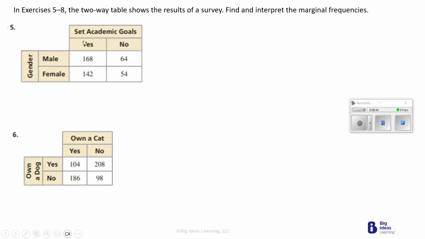Let's move on. On this one, it says a two-way table shows the results of the survey. Find and interpret the marginal frequencies. I'm basically going to add these two together here to come up with a sum down here. 8 plus 2 is 10, so carry the 1. Then 4 plus 6 is 10, carry one more would be 11, and then we carry the 1, that's going to be 310. Then over here, we'll take 4 plus 4, that's 8, and 6 plus 5, that's 11. And then when you add these together, it's like 428.